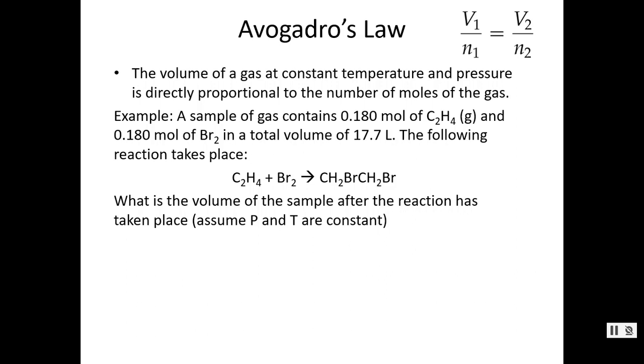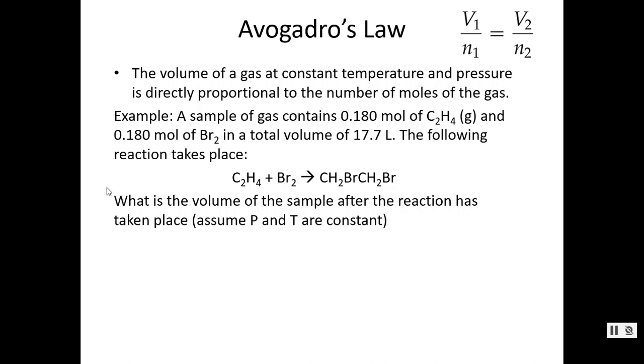Mathematically, that statement is V1 divided by N1 is equal to V2 divided by N2, where 1 means initial and 2 means final conditions. So generally, problems that involve Avogadro's law deal with a sample of gas that has just one identity, meaning you're adding more moles of the same kind of gas.